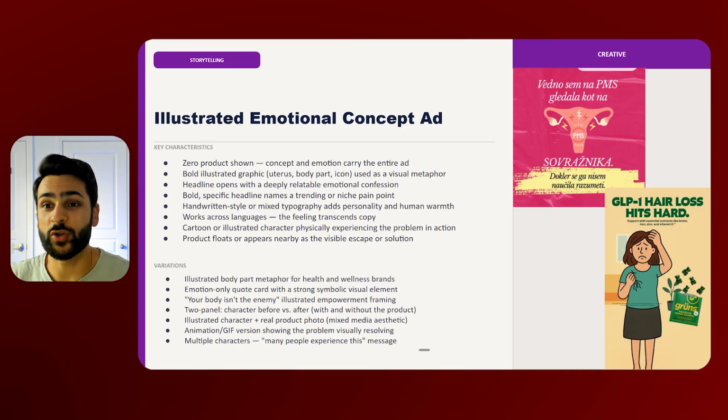Here we've got examples of illustrated emotional concepts. With AI, it's really easy to generate these illustrated concepts, but it can really help to get the message across, especially if you've got some complicated messages that you might not be sure how to use in a real photograph or get lifestyle content from. Sometimes it's easier to use an illustrated concept to communicate that.